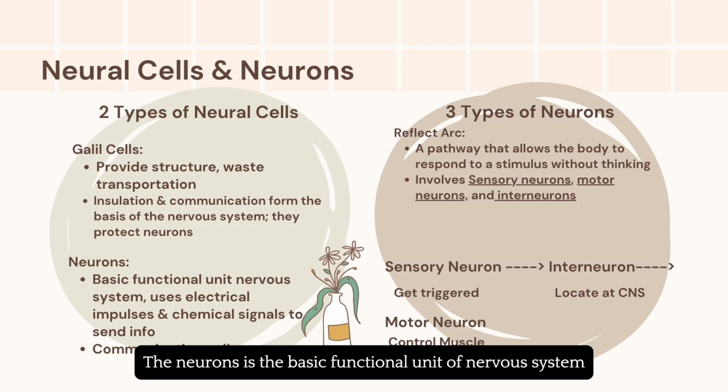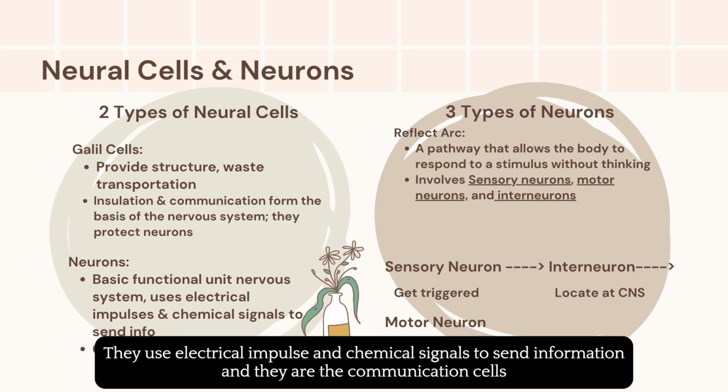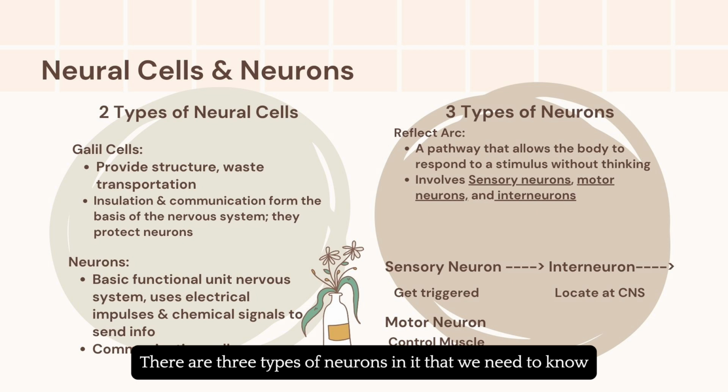And the neuron is the basic functional unit of the nervous system. They use electrical impulses and chemical signals to send information, and they are the communication cells. And there are three types of neurons that we need to know.